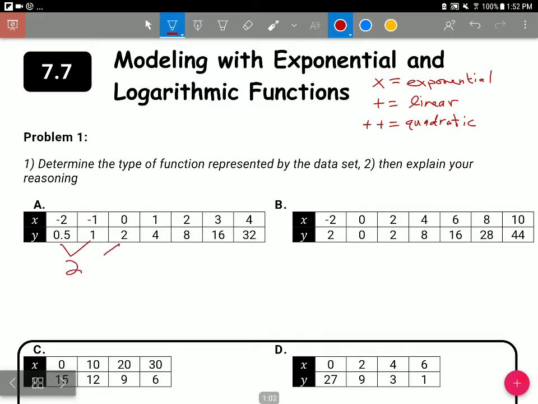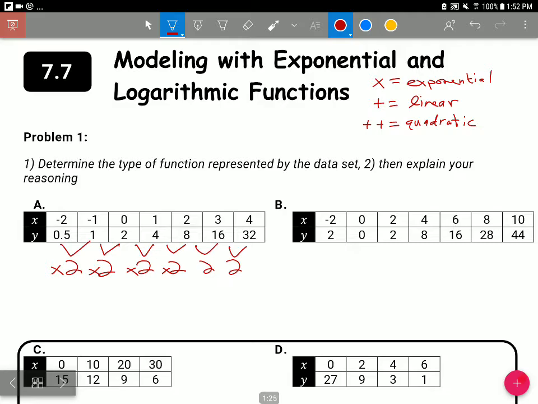What's 2 divided by 1? 2. What's 4 divided by 2? What's 8 divided by 4? What's 16 divided by 8? What's 32 divided by 16? Yeah, it's 2. So each step multiplies by 2. I just used the divide to figure it out. I just looked at it backwards.